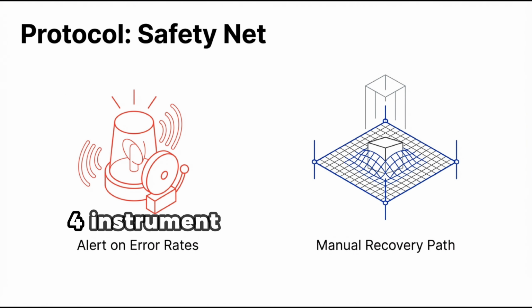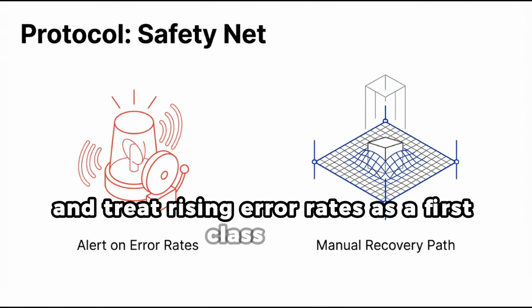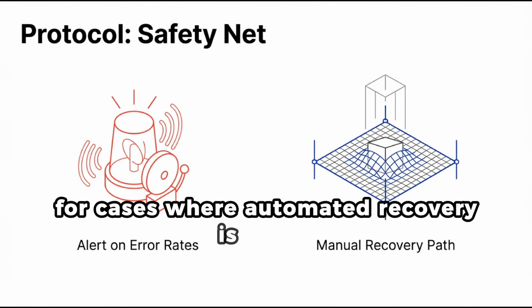4. Instrument validation outcomes and treat rising error rates as a first-class alert. 5. Keep a recovery pathway: quarantine, reconcile, and human-in-the-loop repair for cases where automated recovery is unsafe.